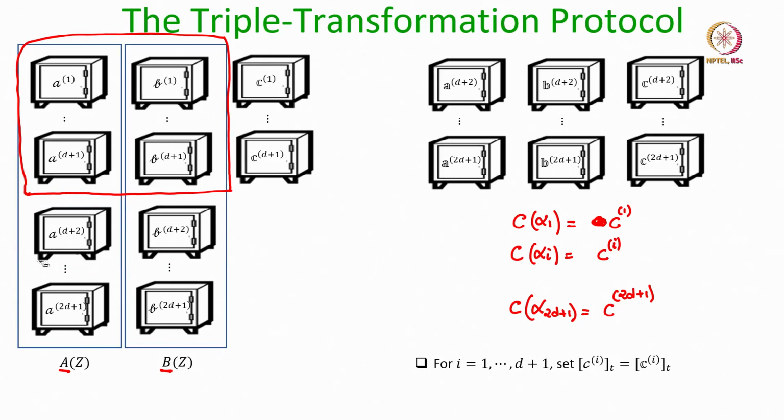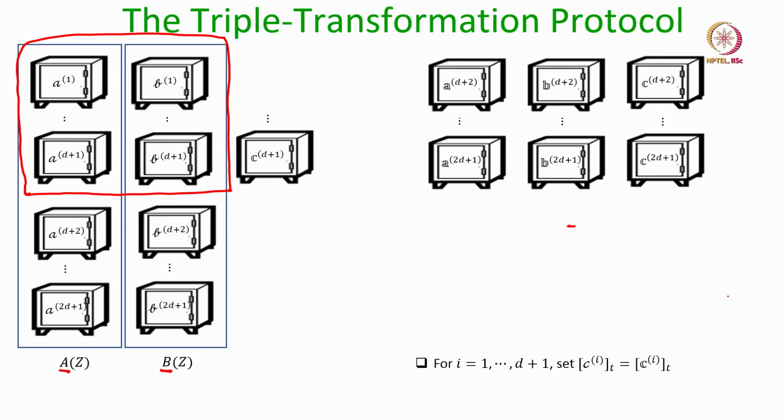We have to do something else to ensure that the second property which we require from the transformation is achieved. So, how do we define the C polynomial? We partially define the C polynomial first by fixing the first d plus 1 points on the C polynomial to be the C components of the first d plus 1 input triplets, as we have done for the A and B polynomial.